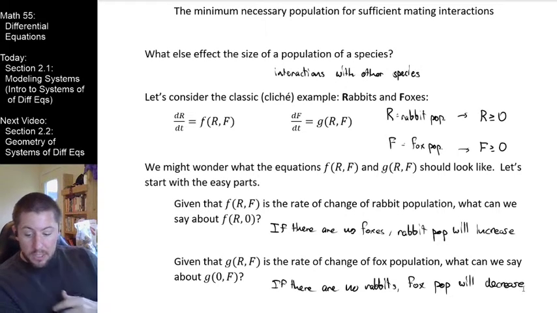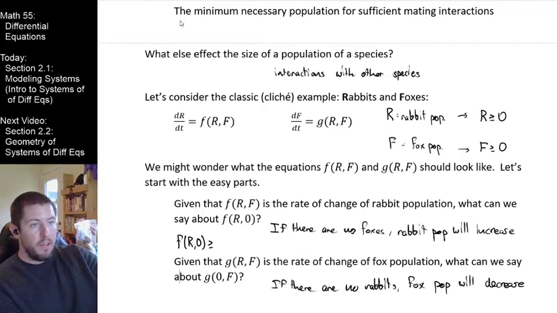Right. And so I think that we should verbalize our statements a little bit differently here. That should be saying to me that f of r,0 should be strictly greater than 0. That says my rate of change of rabbit population is positive.